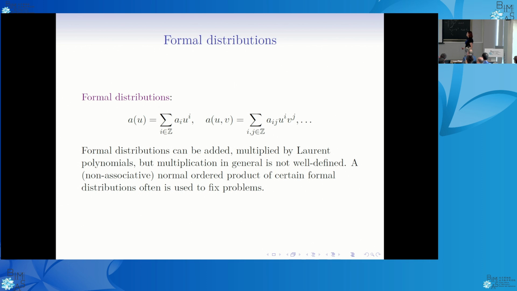Especially when the coefficients of formal distributions are operators acting somewhere, and the action is local. Sometimes instead of multiplication, people look at normally ordered multiplication, the normal ordered product, and it sometimes saves the situation. It can make multiplication well defined, but there are still problems for combinatorics, for example, because this multiplication is non-associative, and also it's not always defined. So you have to have special properties of your formal distributions.